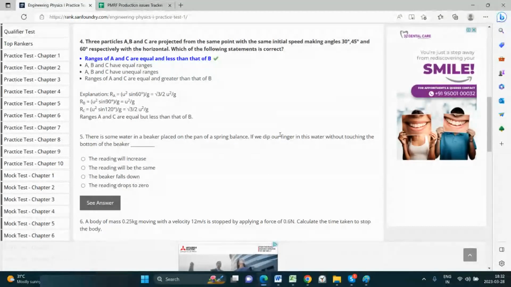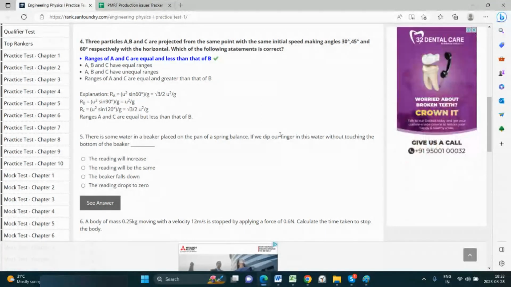The reading will increase. இப்போ suppose it's a balance. Balance na enna? Balance will அது weight கண்டுபிடிக்கும். நம்ம கையை விடுறதுனால அந்த ரீடிங் இன்க்ரீஸ் ஆகுமா, இல்லை ஆகாதா, இல்லை பேலன்ஸ் கம்மியாகுமா, ஃபால்ஸ் டவுன் ஆகுமா, இல்லை ஜீரோ ஆயிடுமா? ஜீரோவாக சான்ஸே கிடையாது. Right? What will happen? Tell me 1, 2, 3, 4 A, B, C, D. Which will be the answer?